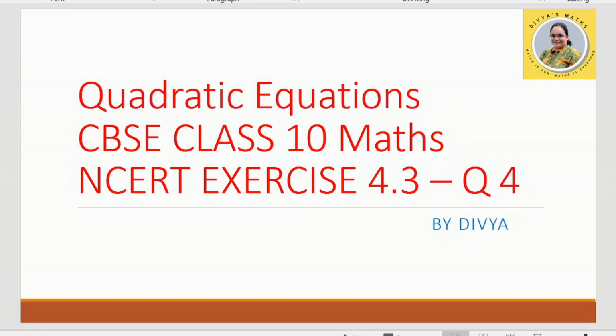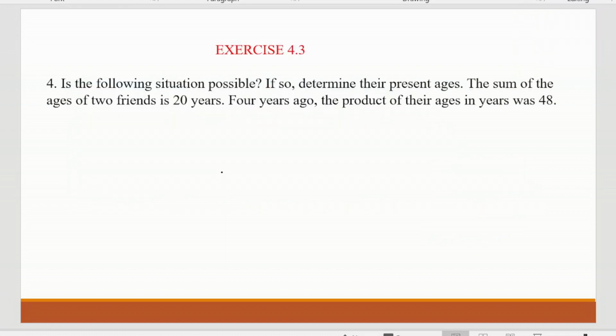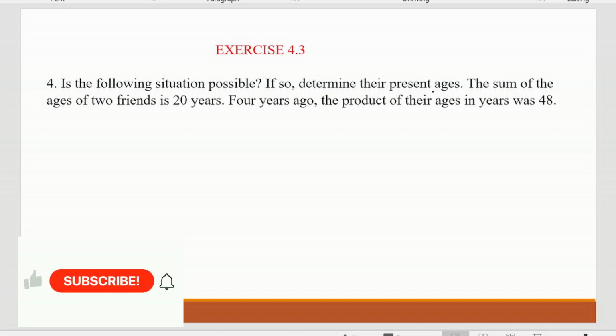So let's get started. The next question, question number 4: is the following situation possible? If so, determine the present ages. The sum of the ages of two friends is 20 years. 4 years ago, the product of their ages is 48. So here he is asking us, is the situation possible to find the ages of the two friends? If it is possible, we need to find their present ages. Clear? So let us solve the question.